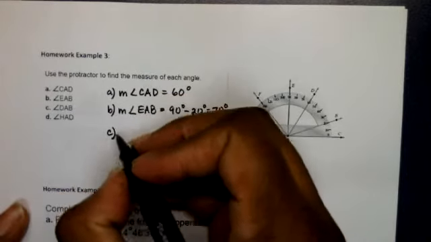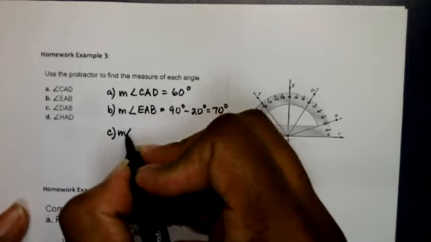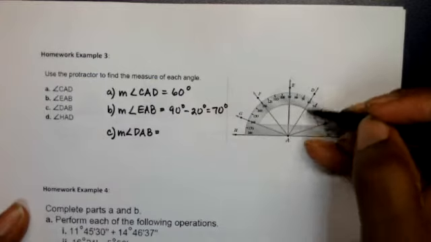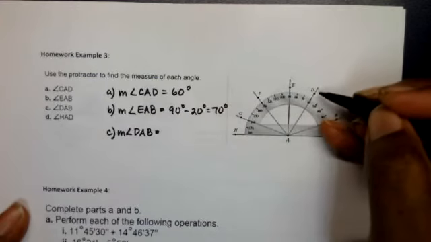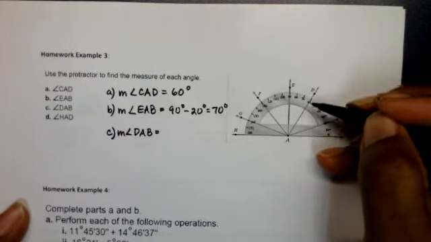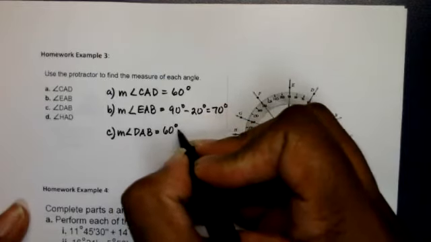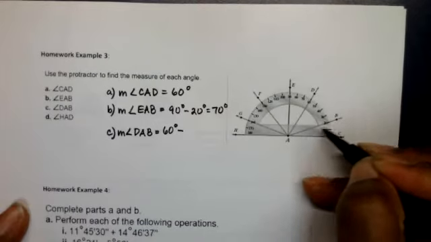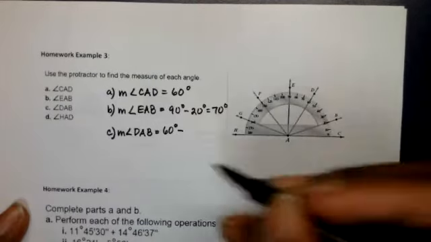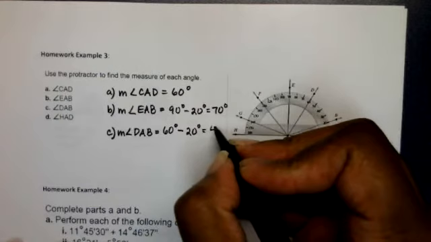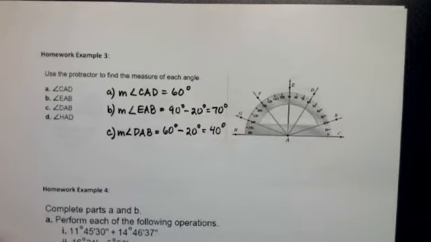Okay. Now for part C, the measure of angle DAB. Let's see. Here's D right here. AD, that ray is crossing that protractor at 60 degrees. And then we have to subtract from it where AB is crossing the protractor at 20 degrees. So 60 degrees minus 20 degrees is 40 degrees. So the measure of angle DAB will be 40 degrees.